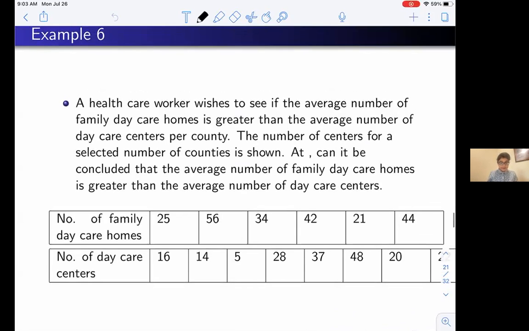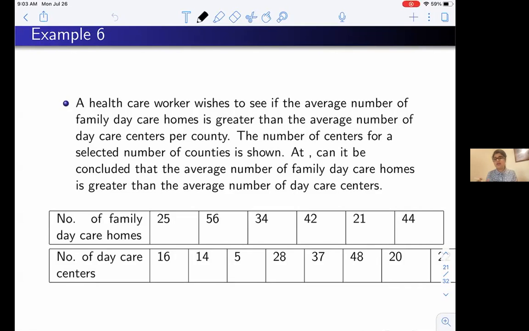Example 6. Example 6 says the healthcare worker wishes to see if the average number of family daycare homes is greater than the average number of daycare centers per county. So the claim is that the healthcare worker wants to see this for two groups. One is family daycare homes, and the other one is daycare centers in a county. So the number of centers for a selected number of counties is shown in the following table. We have raw data in this case.